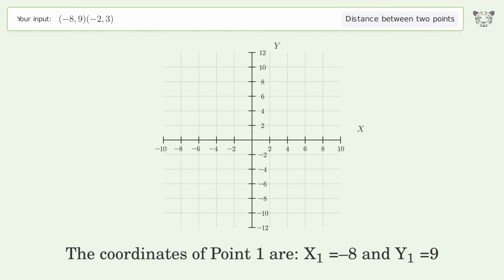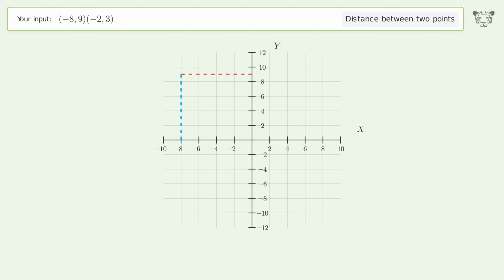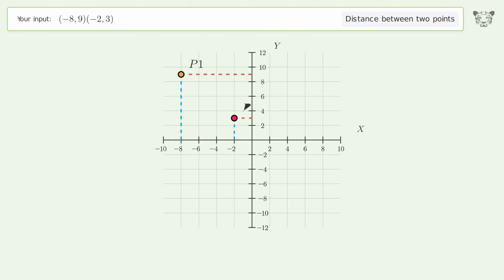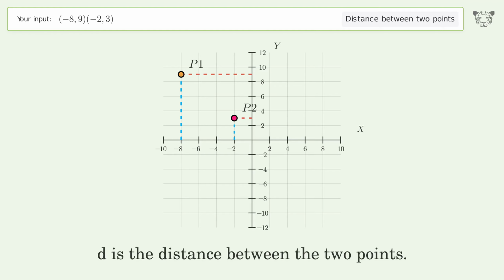The coordinates of point 1 are x1 equals -8 and y1 equals 9. The coordinates of point 2 are x2 equals -2 and y2 equals 3. D is the distance between the 2 points.